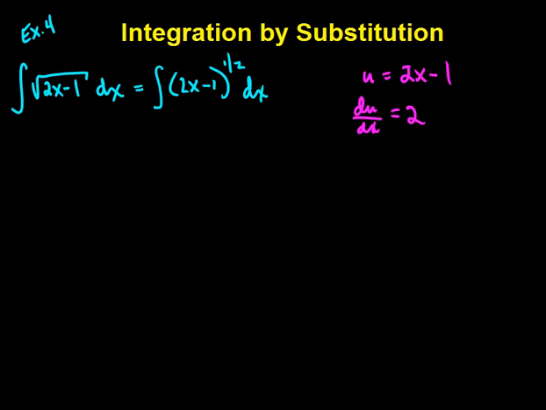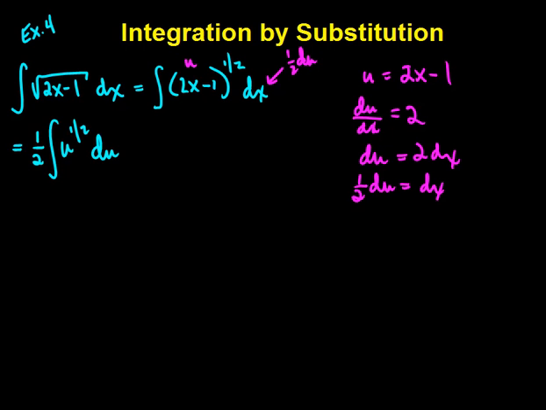The derivative of u with respect to x is 2. The differential is du equals 2 dx. We only have a dx in the original that we want to swap out for, and so we divide both sides by 2, and we get 1/2 du is equivalent to dx. So that's what we'll swap out for dx, and the 2x minus 1 is u, and so we get 1/2 integral u to the 1/2 du.